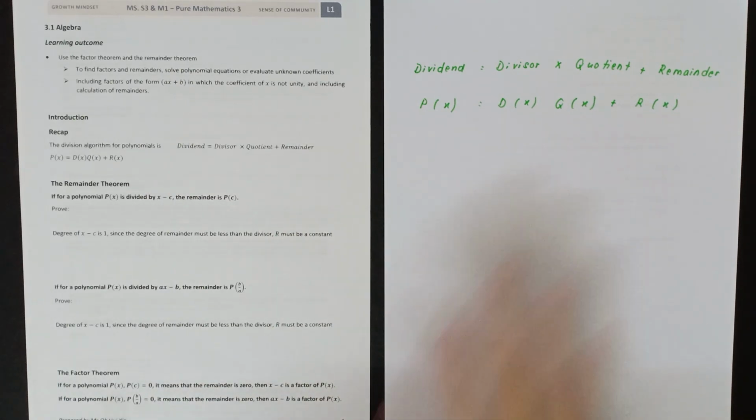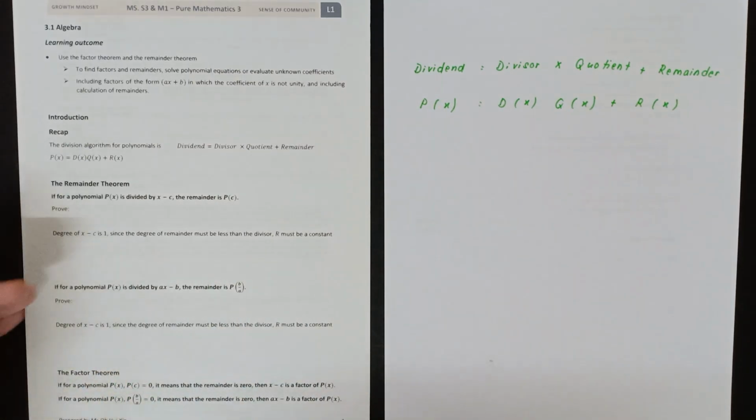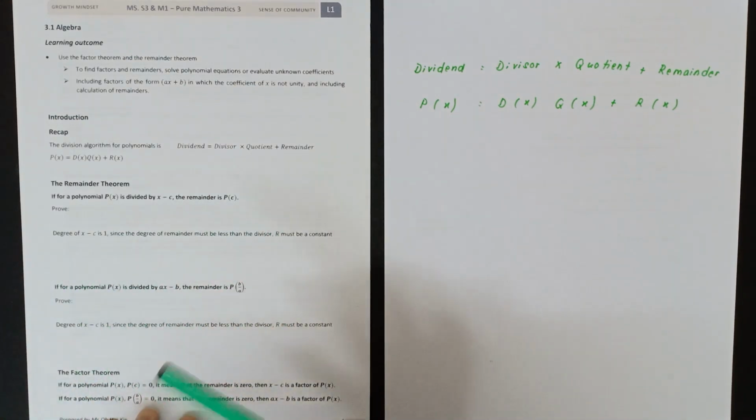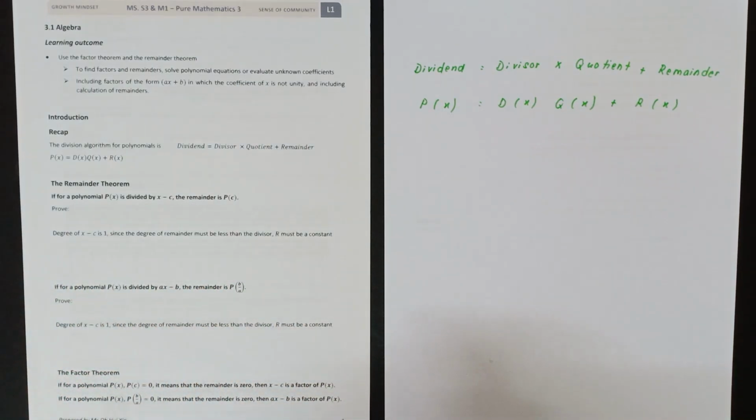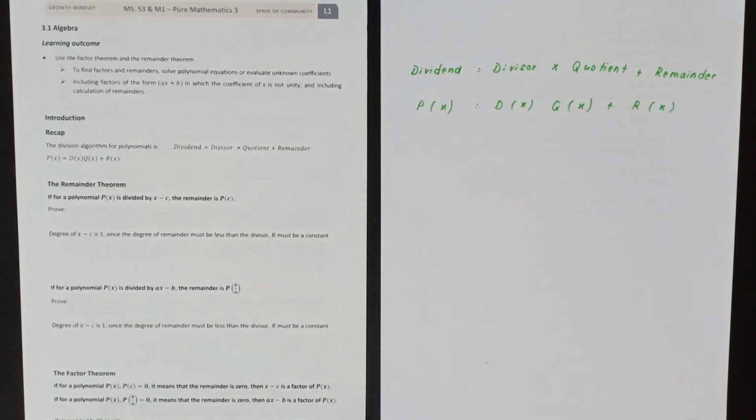We will be using this algorithm to help us prove what the remainder theorem looks like. After we go through the remainder theorem, we will use it to see what the factor theorem is. You can see that in your worksheet, I have left some empty spaces. Those are the spaces that you will need to fill in later. So let's look at your handout.